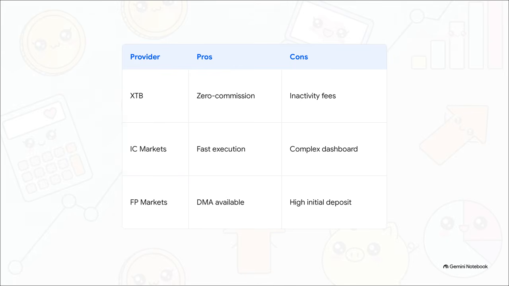For example, if you're managing swing trades and looking for intuitive, zero-commission equity investing, a provider like XTB is a huge asset. Just keep an eye out for inactivity fees if you happen to step away from the desk for a while. On the flip side, if you're running automated, high-frequency strategies, you're absolutely going to want something like IC Markets for that deep institutional liquidity and lightning-fast execution.